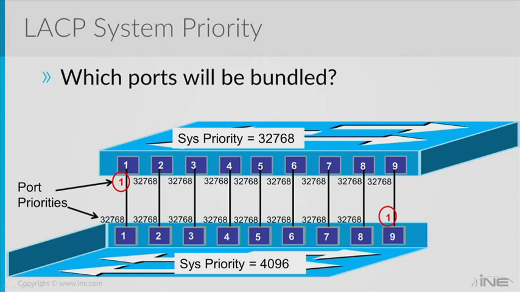So port 9, because the switch on the bottom is the master and he decided that was the best port of everything with a priority of 1. And then of the 7 ports that were left, he chose ports 1 through 7 to add to port 9.